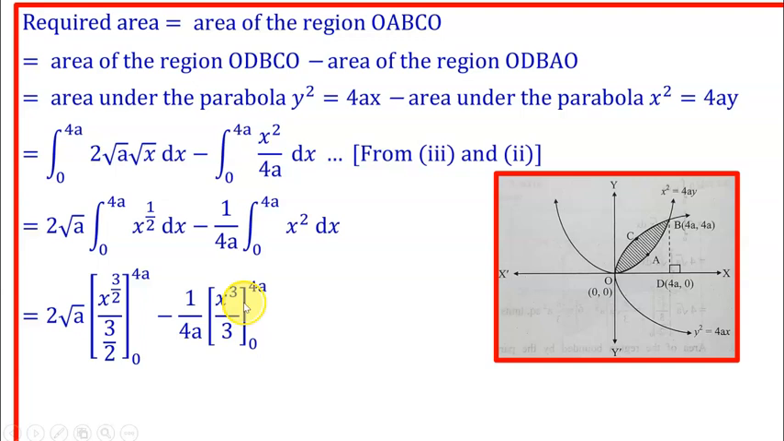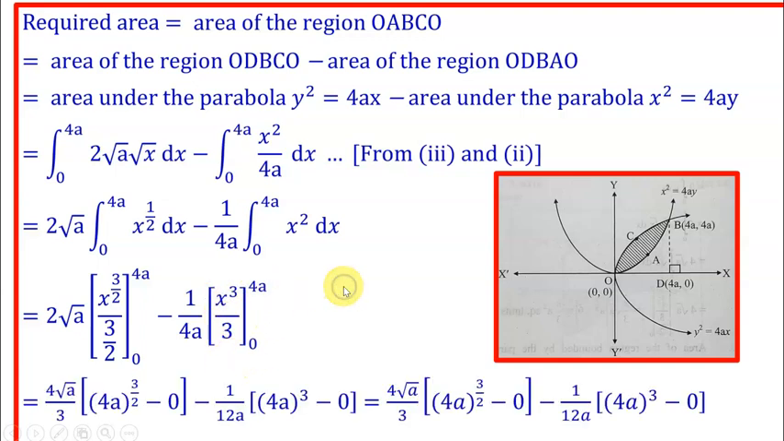Again the integral of x square is x raised to 3 upon 3, lower limit is 0, upper limit is 4a. Okay, now for this integral, after simplifying, multiplied and reciprocal, you will have 4 root a upon 3. Next, replace x by 4a raised to 3 by 2, lower limit is 0. This first part is clear. Minus 1 upon 4a into 3 means what? 1 upon 12a. Upper limit is 4a raised to 3, lower limit is 0.